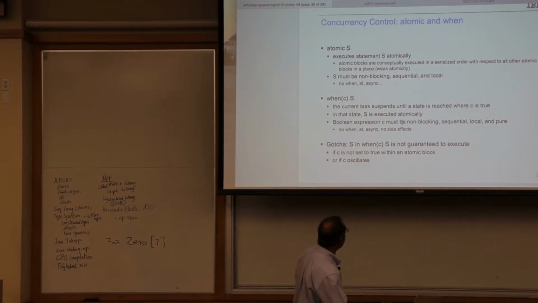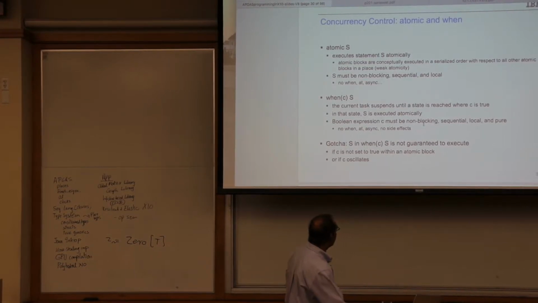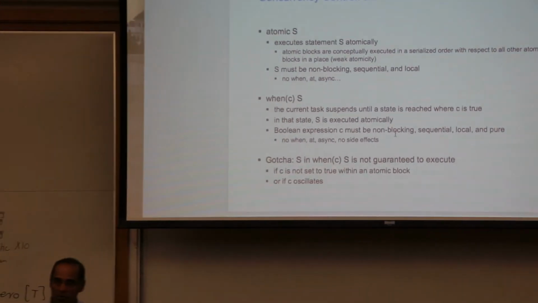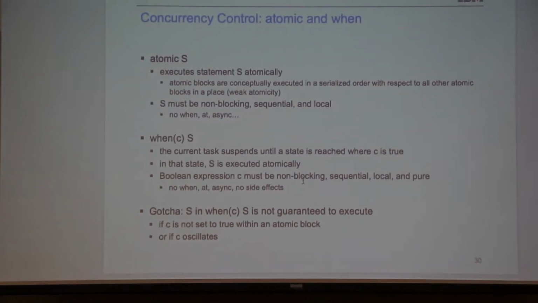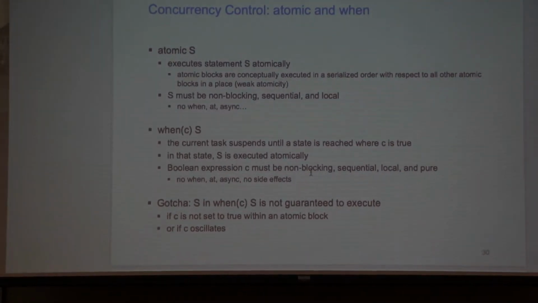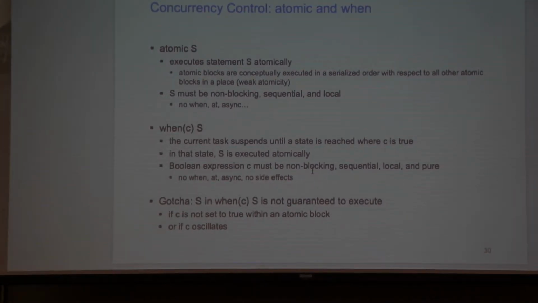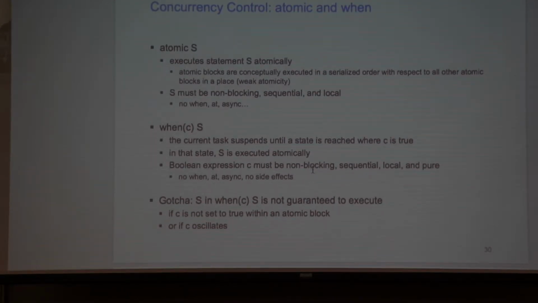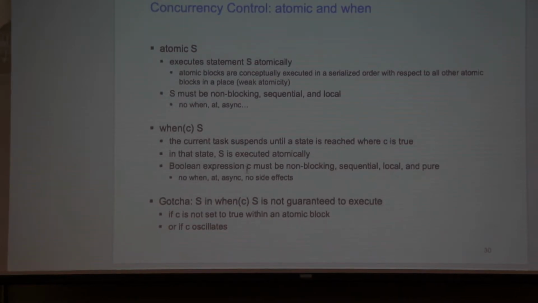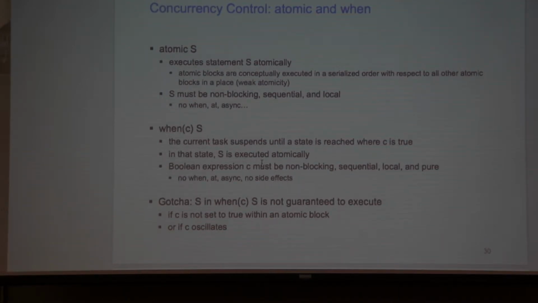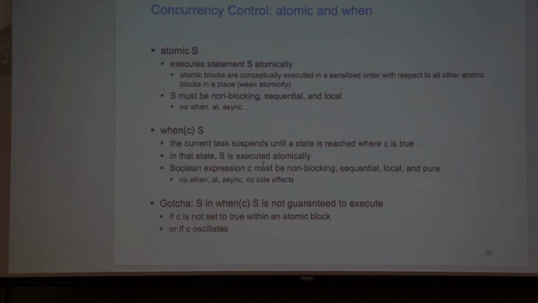C itself should be non-blocking. It's a big problem. So C generally is an expression, and that expression should not have side effects, should not block. It should be checking for the values of some collection of variables. So sequential, local, pure. So none of these things are allowed within C. And the variables that are actually checked within C, those variables must be set using an atomic. Or a when is implicit in atomic.